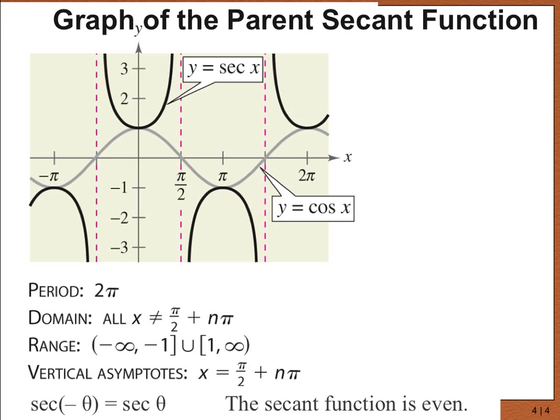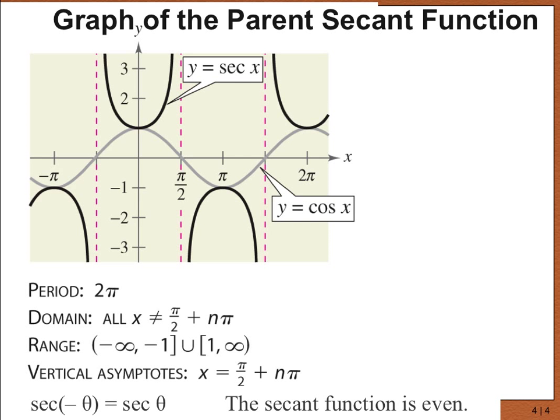Now, again, it's the reason we have asymptotes. It's the same exact reason as we had for the cosecant graphs. It's because 1 over 0 is undefined. And finally, secant of negative theta equals secant theta. The secant function is even.